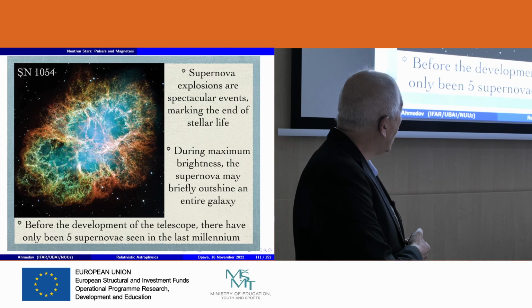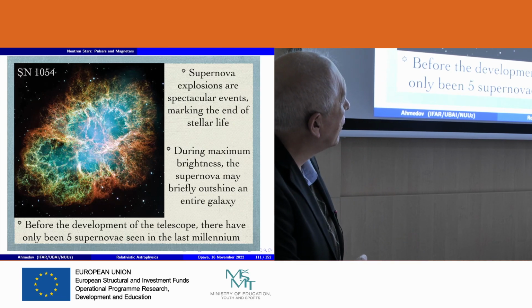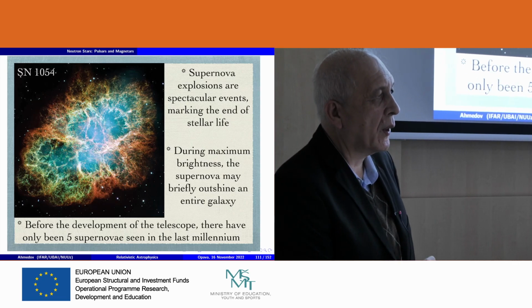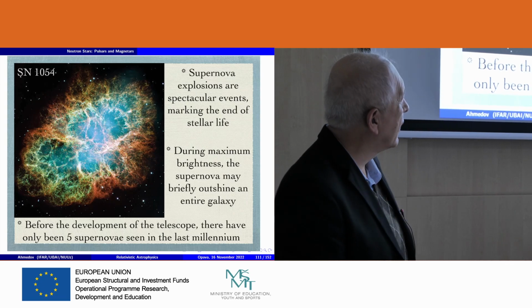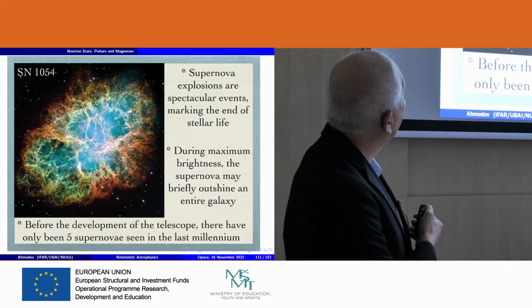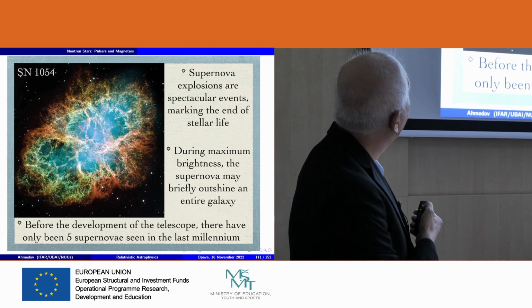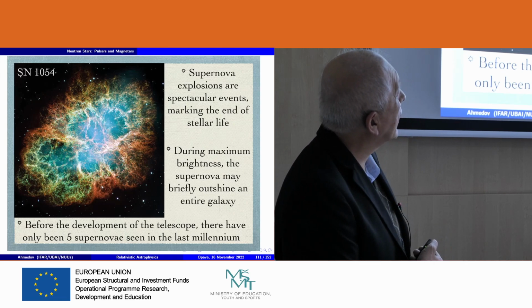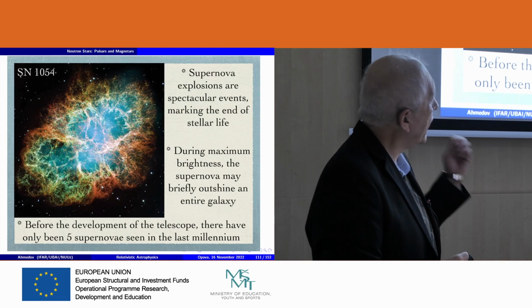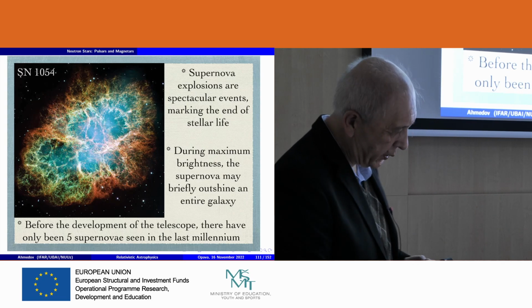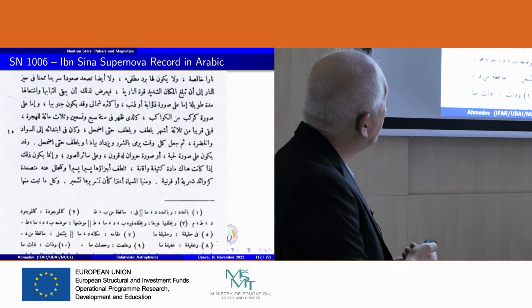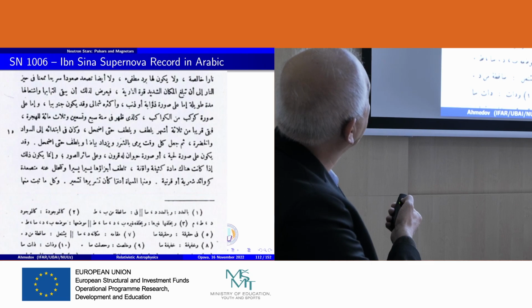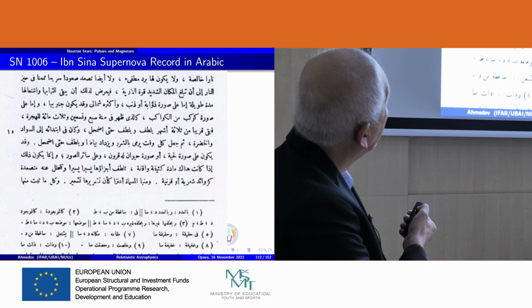Before the observation with the telescope, we saw only 5 supernova explosions up to Galileo Galilei. There were only 5. One very famous supernova is supernova 1054, which is called the Crab Nebula. These are very bright events which can happen in nature. This beautiful picture is of supernova 1006, which was observed by Ibn Sina.